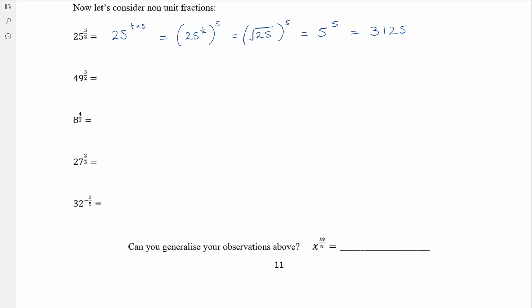Okay, 49 to the power of 3 on 2. So again, we can think about that as 2 separate powers. It's 49, 3 on 2 is half times 3. So this is 49 to the half, and then cubed.